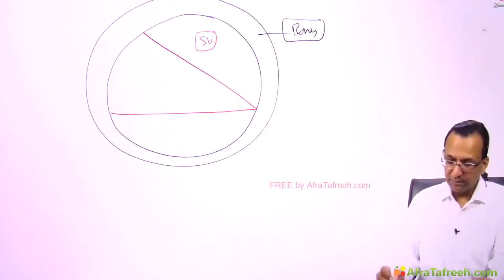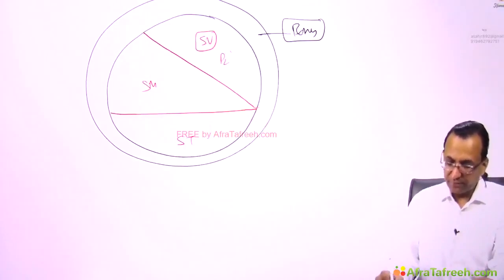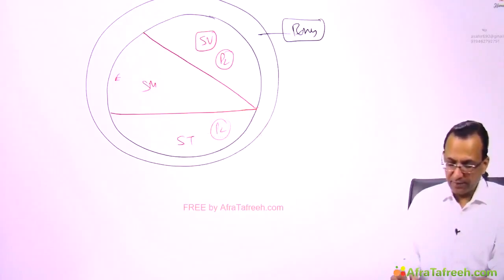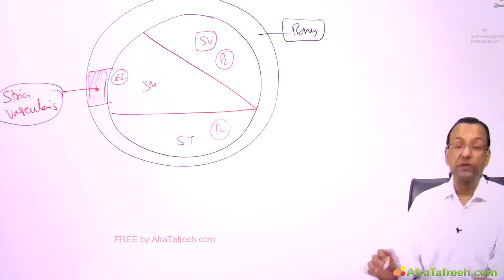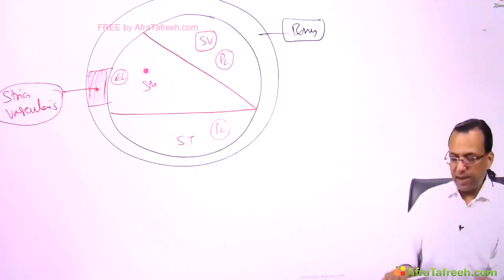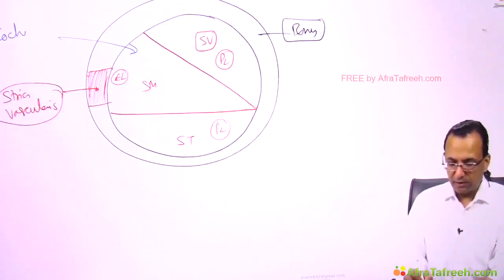This is scala vestibuli, and this is scala media, and this is scala tympani. So you're telling that scala vestibuli has perilymph, yes, and scala tympani has perilymph, yes, and here you have the endolymph, yes, secreted by the stria vascularis. This is the stria vascularis which is going to secrete the endolymph. The endolymph is inside the scala media, and scala media is the area which you call the cochlear duct. Yes, that is called the cochlear duct. It is inside the cochlea. So, cochlear duct, the membranous labyrinth.